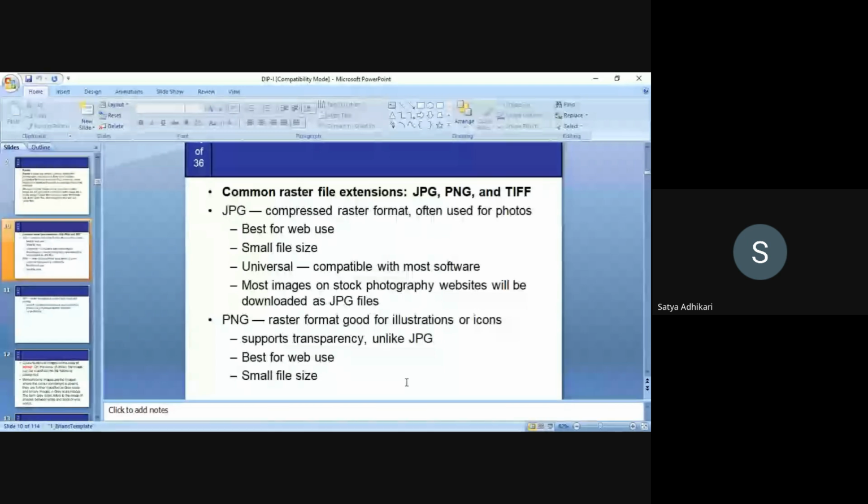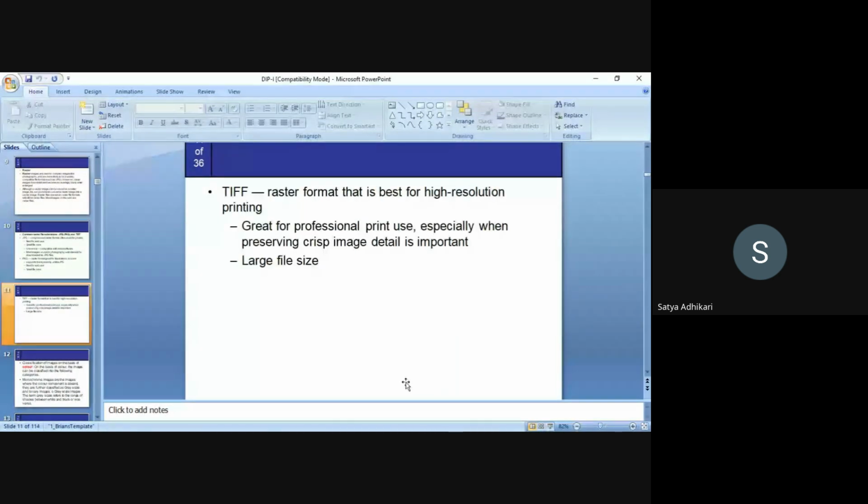Nowadays we are familiar with raster files, and some common raster file extensions are JPG, which we are already familiar with. It is a compressed raster format, often used for photos, best for web use, small in file size, and compatible with most software. Most images on stock photography websites are downloaded as JPG files. PNG is also a raster format, good for illustrations and icons, supports transparency unlike JPG, best for web use, and smaller in size. So these are some extensions we use for raster images.